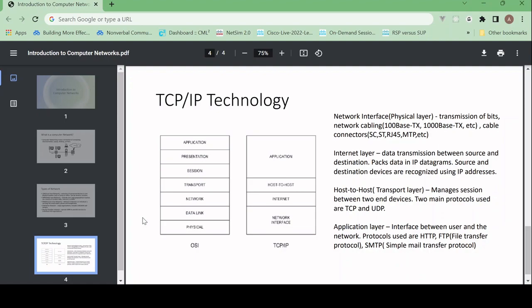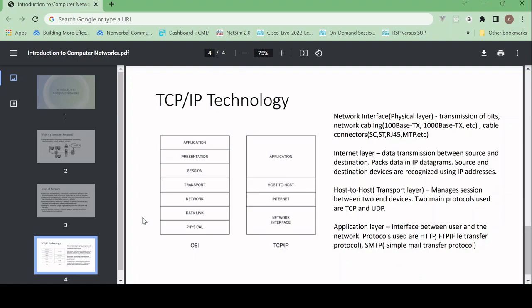Next is the host-to-host, or transport layer. This layer manages the session between two end devices. Okay. And the two main types of protocols running are TCP and UDP. So when two devices are communicating with each other, a session is maintained, and the internet layer builds upon that session.